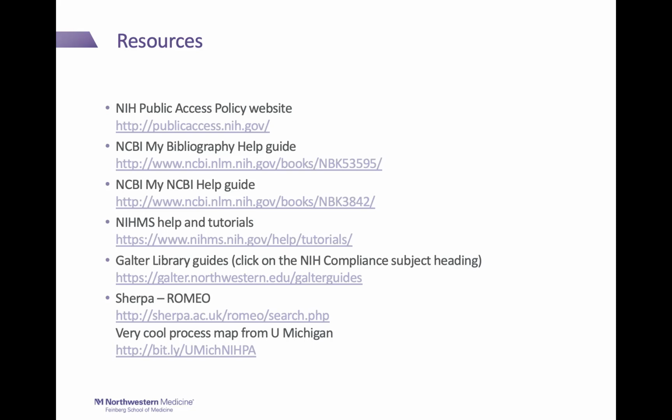And in addition to that, even if an article isn't original research, let me stop sharing. I don't need to do that right now unless somebody asks me to put my slides back up. Even if an article is not original research, in other words, if an award funds your time and you write a review or a systematic review, you should also obtain a PMCID for that review as well.